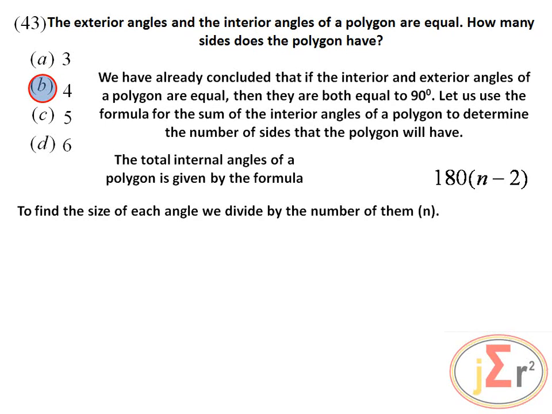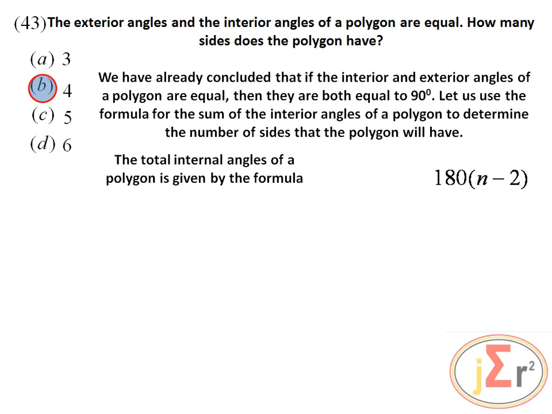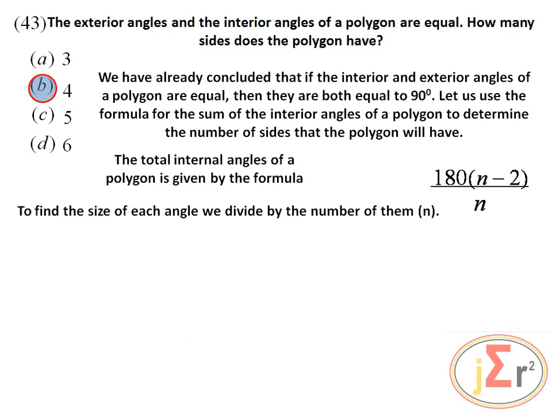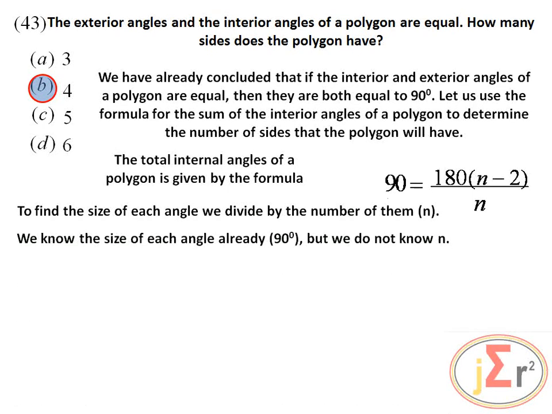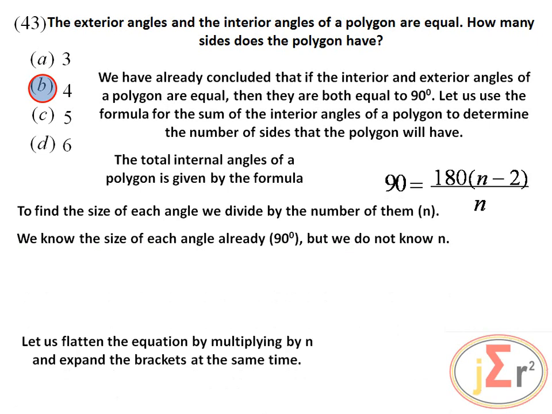So if we know what all of the angles will add up to, to find the size of each one, all being equal, we will divide by the number of them, which is n. So we divide by n. And we know that each one is 90 degrees. 90 degrees is equal to 180 times n minus 2, all over n.